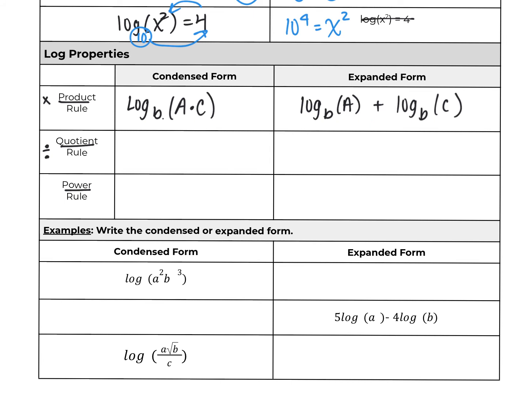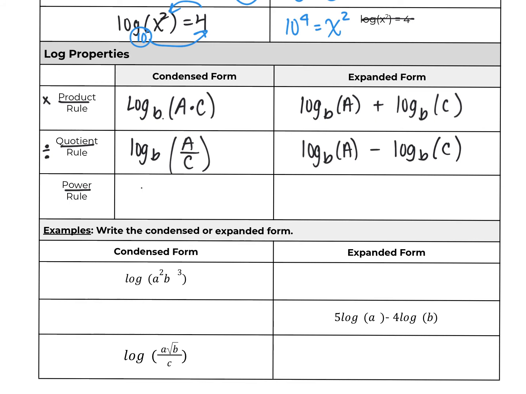All right. Quotient rule would be log base b of a over c, which is your division. What is the rule when I divide exponents? I am going to subtract. So my expanded log form is log base b of a minus log base b of c.